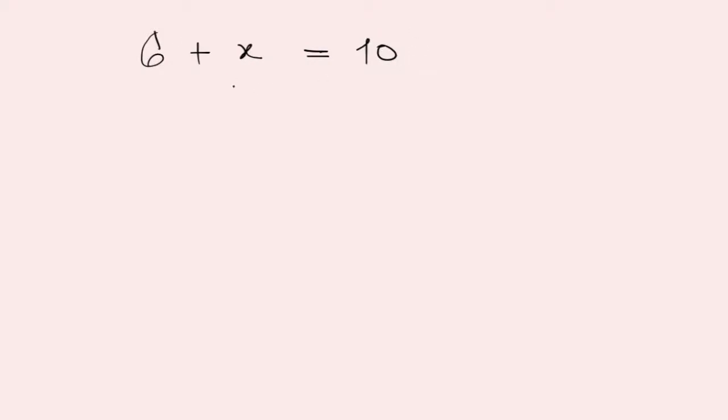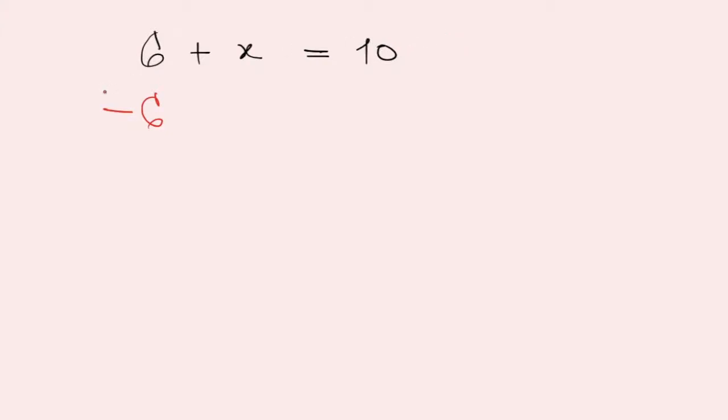So in this case, how do we get rid of the 6 on this side of the equation? Now, if we have plus 6 here, the only way to make this 0 is to subtract 6 from this side of the equation. So 6 minus 6 becomes 0, and x is left alone. But the thing is, this is an equation, which means that whatever we do to one side of the equation has to be done to the other side of the equation as well.